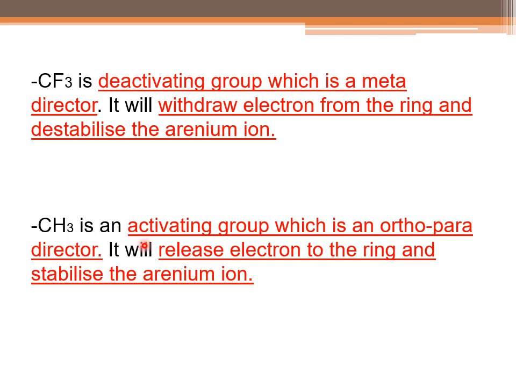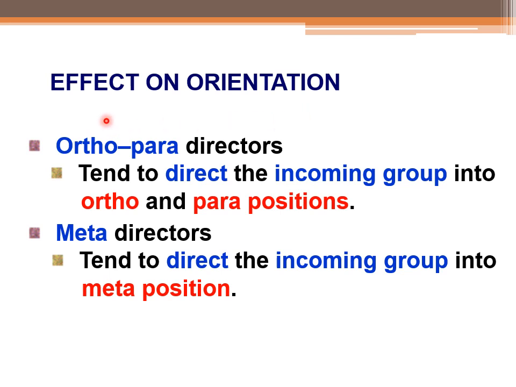Methyl group is an activating group, which is an ortho-para director. It will release electrons to the ring and stabilize the arenium ion. So these are your answer scheme for explaining why certain benzene ring attached to a substituent is more reactive or less reactive. Now, another important thing that we need to look at is the effect on orientation. Ortho-para directors will direct the incoming group into ortho-para position 1,2 and 1,4, whereas meta-directors will direct the incoming group into meta position 1,3.